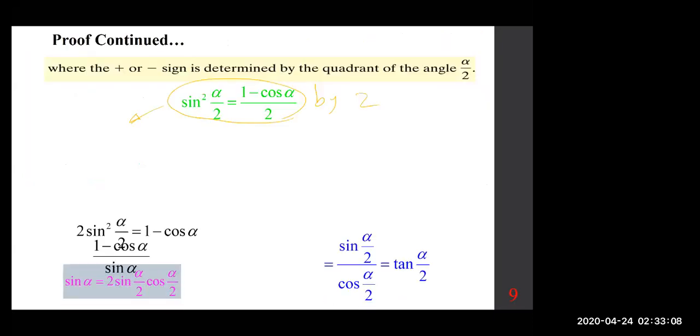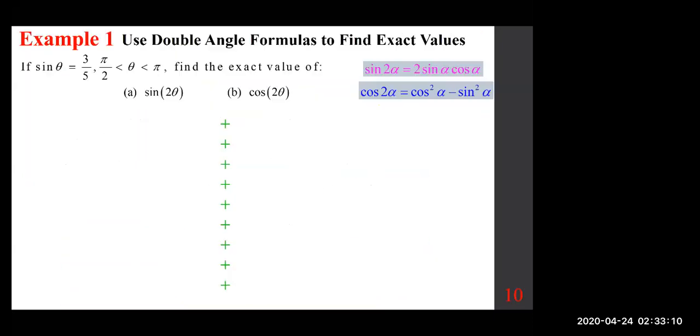So in any event, I'm explaining how the proof comes. But let's look at a couple of examples here, to see how we put together these things that we discussed. So given that sine theta is 3 over 5 and theta is between pi over 2 and pi, which means quadrant 2, we want to come up with sine 2 theta and cosine 2 theta.